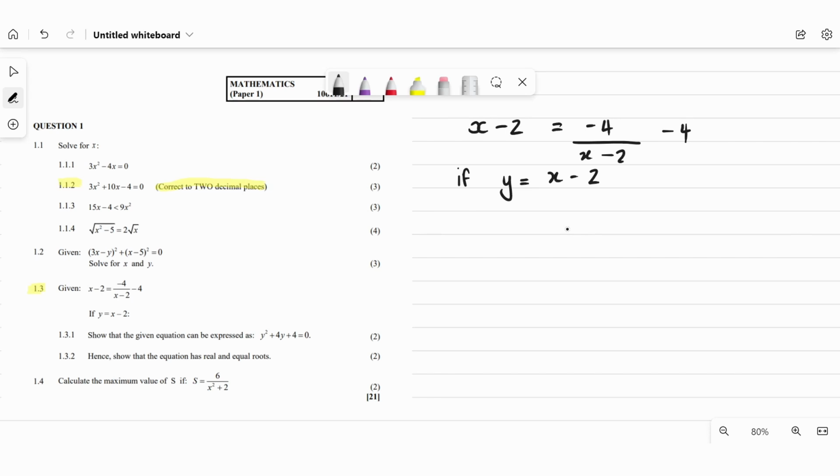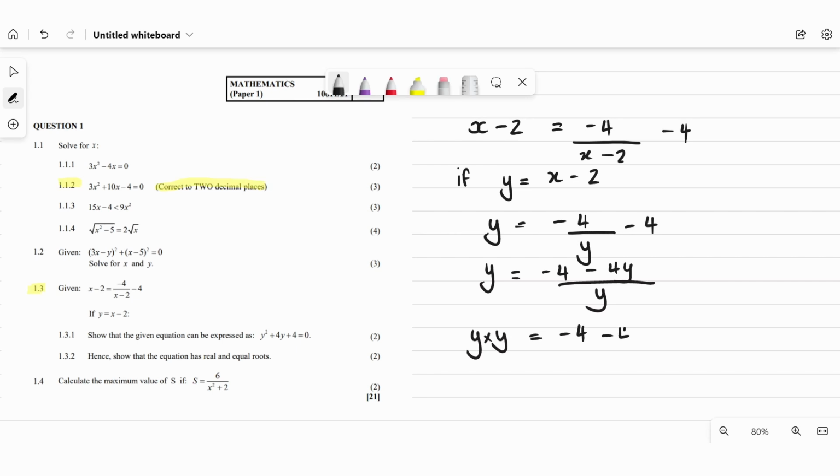We see that we have x minus 2 and x minus 2 there. So we're going to substitute this x minus 2 by y. So let's do that. It's going to be y is equal to, then on this side, we're going to make y the LCD. So when we make y the LCD, we multiply this y by -4y. So it's going to be y is equal to -4 minus 4y divided by y. Then we're going to take this y to the other side. So it's going to be y multiplied by y is equal to 4y minus 4y.